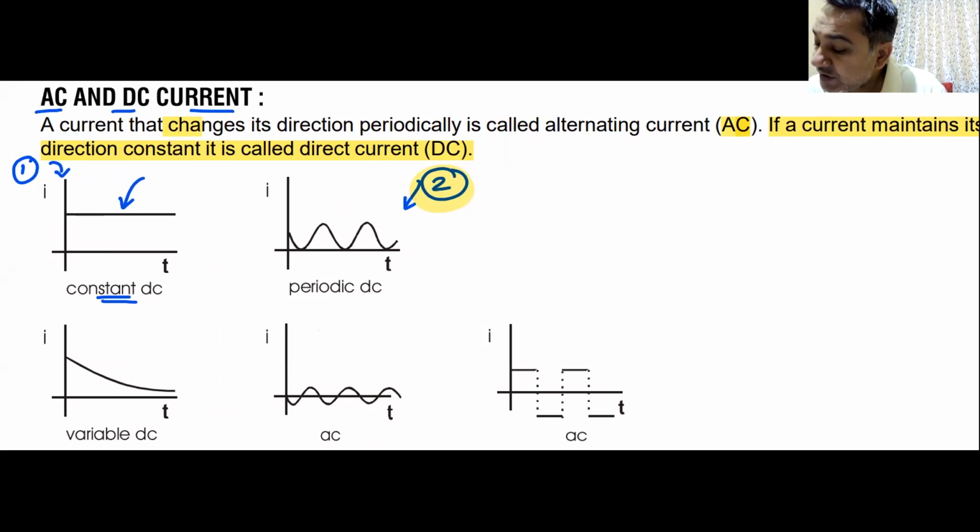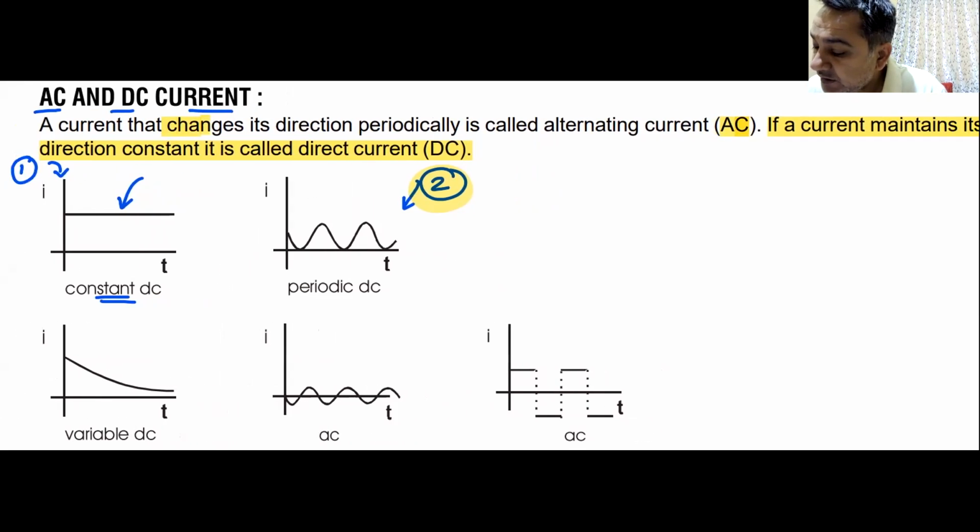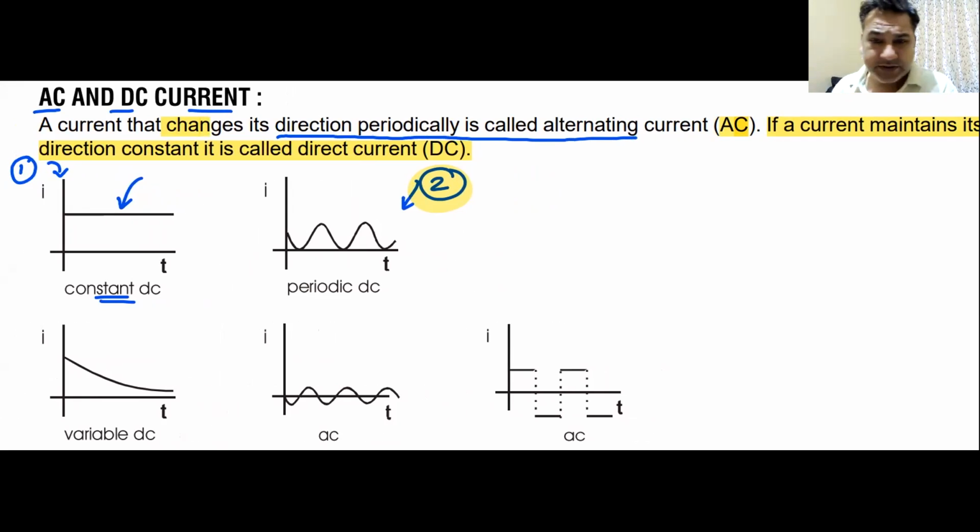When it changes its direction periodically, that means sometimes it is coming from A to B. After some time, it will come from B to A. Then it will again go from A to B. Then the current or voltage becomes alternating. Do we understand this?